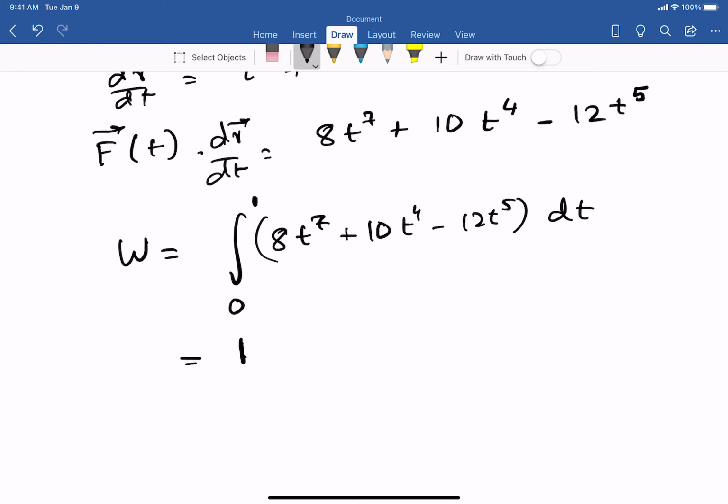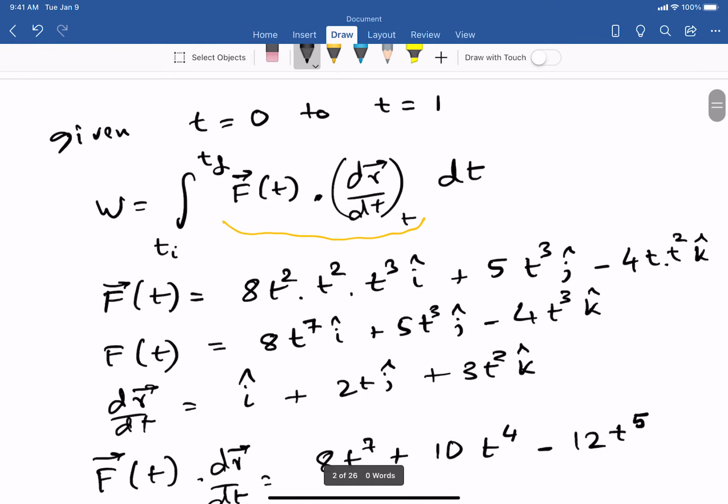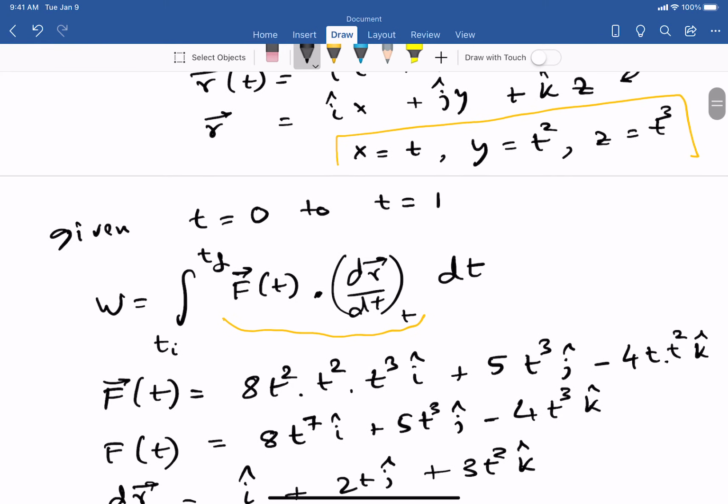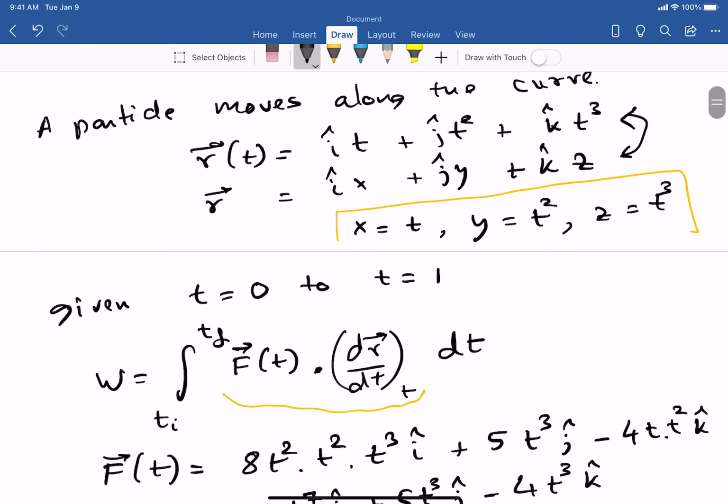So the concept is the same, but it's more convenient to express the path as a parametric position vector rather than a simple curve y as a function of x, which is what we did in class.